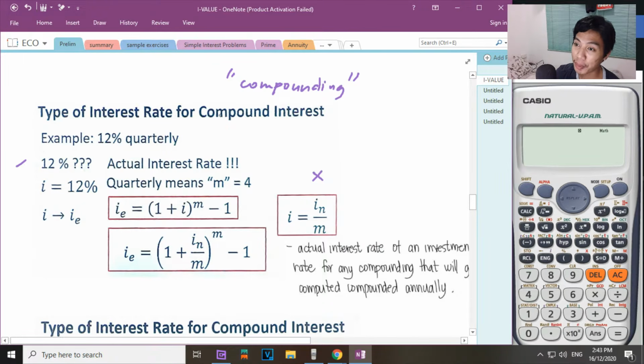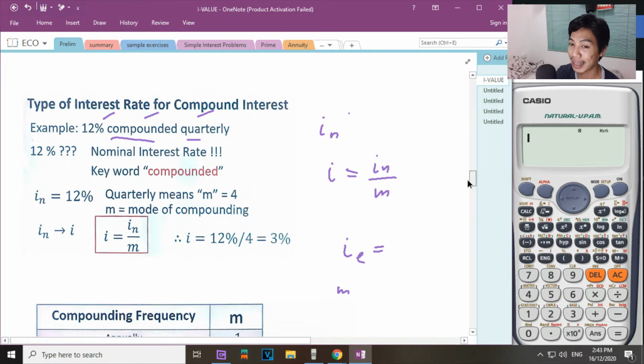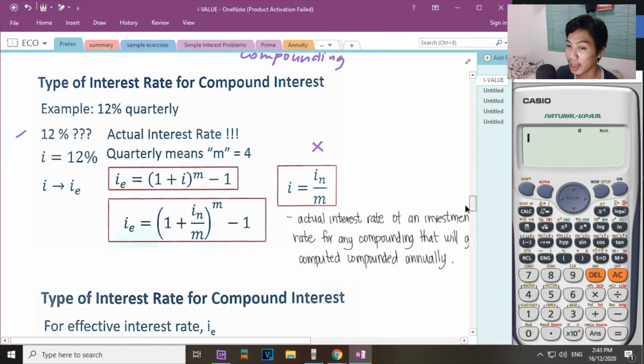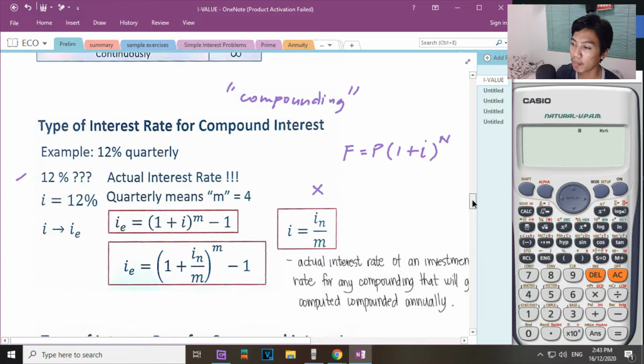Okay? Wala na yung compounded. Okay? Compounding quarterly or compounded quarterly. Wala na yan. Yung word na yan. Ibig sabihin, therefore, pag ginanyan yan, actual interest rate. Pasok mo na kagad siya sa iyong equation. F will be P multiplied by 1 plus I raised to N. Okay? Pasok mo na agad siya dyan. The number of interest period multiplied by M. Ito ang general form niya kapag compounding interest.